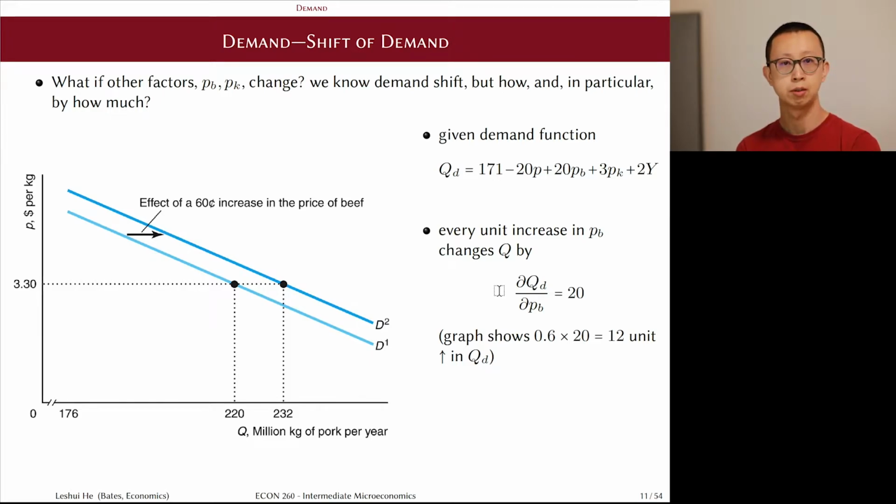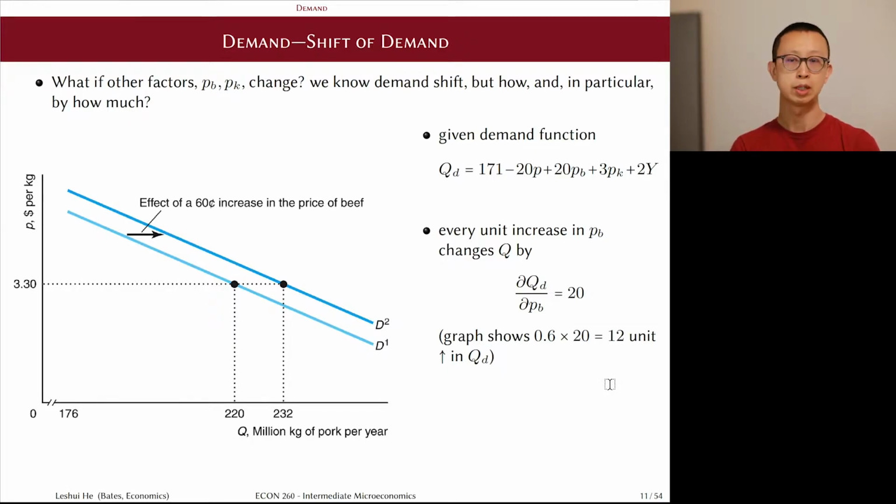The interpretation of this derivative is that every unit increase in PB is going to change QD by 20 units. And the positive sign tells us that the quantity is going to increase as opposed to decrease, unlike the change coming from the price of processed pork itself on the previous slide. So how much would a 60 cents increase in the price of beef change quantity demanded? Well, it's 0.6 times 20 units, and that will give us a 12 unit increase in quantity demanded.